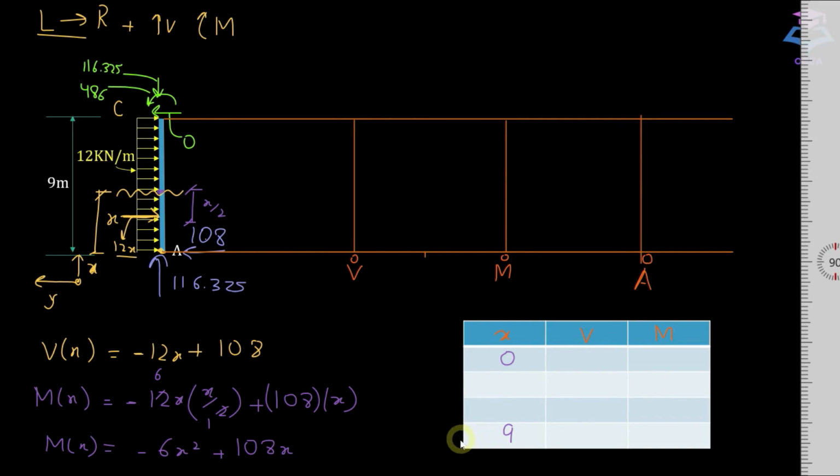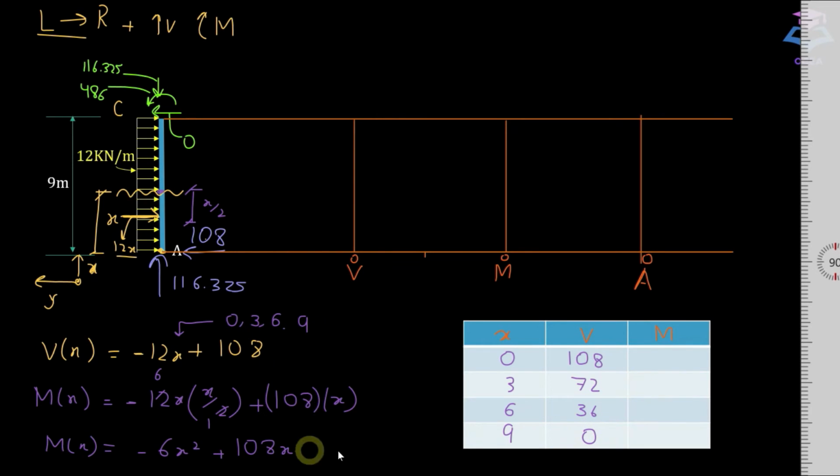So it's entirely up to you what difference you take between the values of x. I've kept the difference as 3. So I want to obtain the values of shear force and moment at 0, 3, 6, 9. I'm going to substitute 0, 3, 6, 9 in this equation as well as in this equation. At 3 we have 72, at 6 we have 36, 9 we have 0.